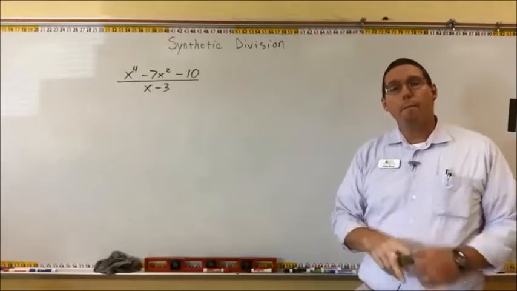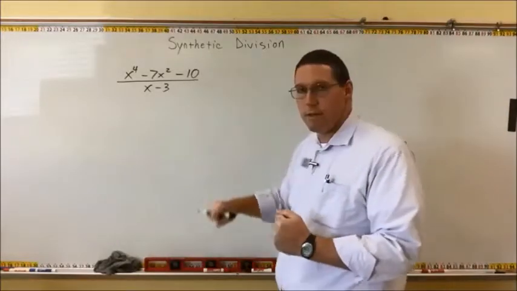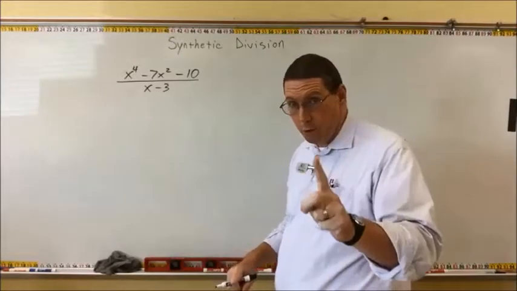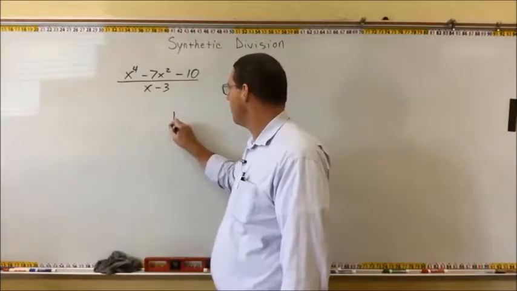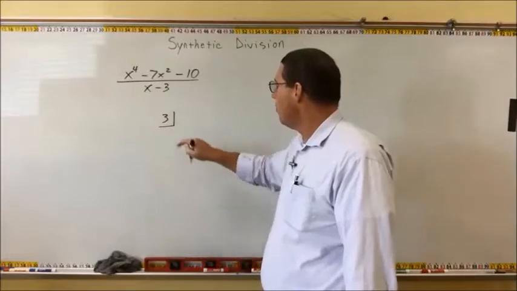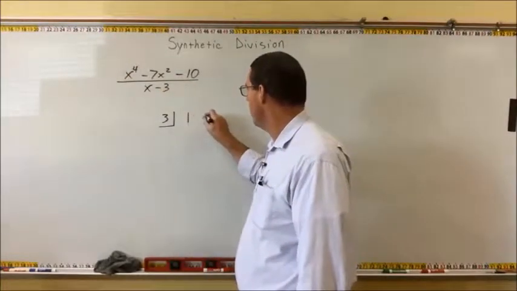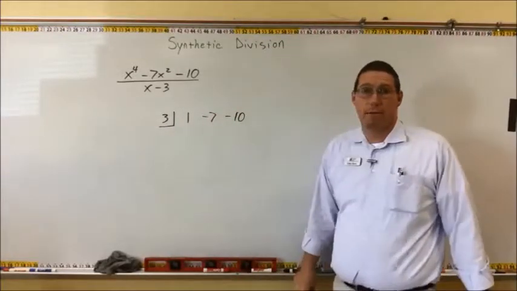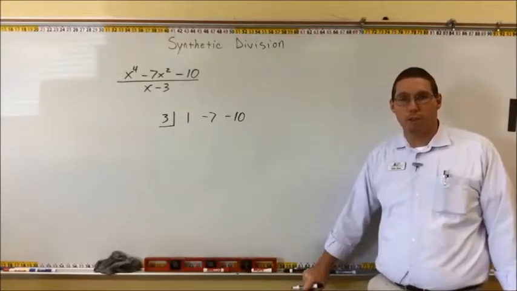One of the biggest mistakes that a lot of people make when they do synthetic division and they see something like this, I'm going to show you what they do, but don't you do this. Watch this. We know we're going to do a half box, and we know we're going to put a positive 3 in the half box. Now when we look at our coefficients, we have a 1, a negative 7, and a negative 10. So 1, negative 7, negative 10. This is incorrect. You actually have missed a couple coefficients.